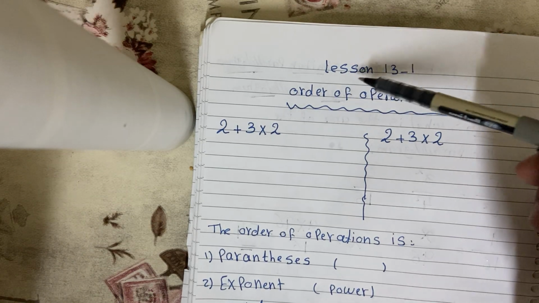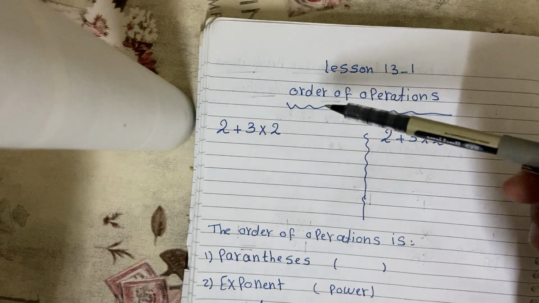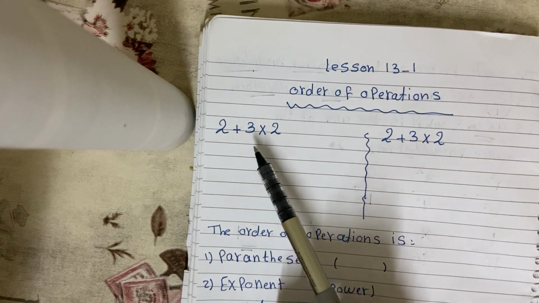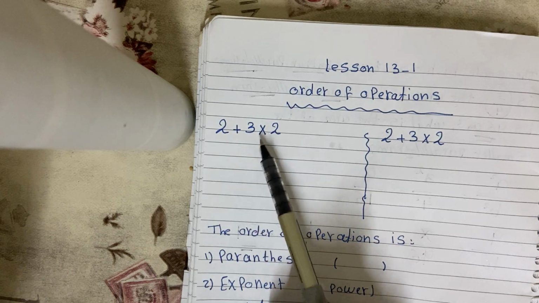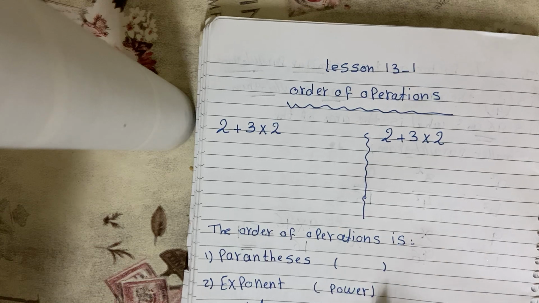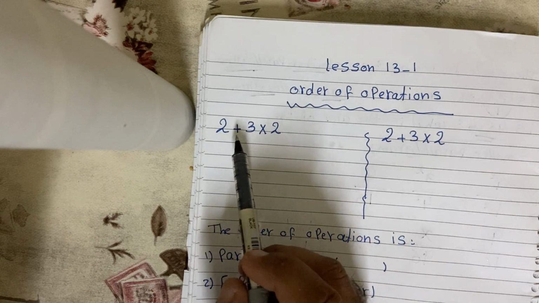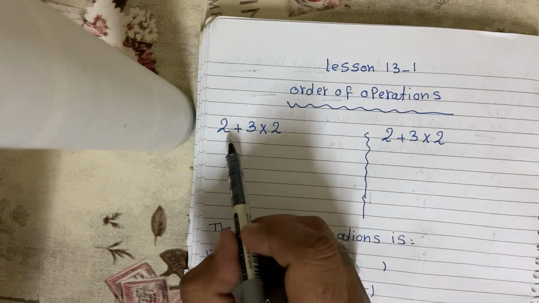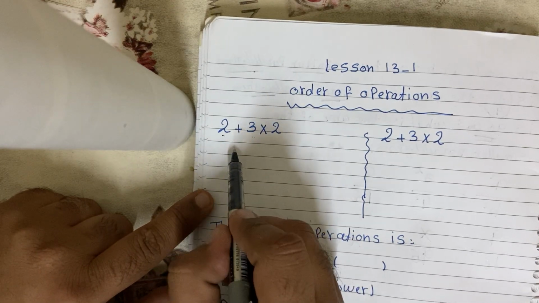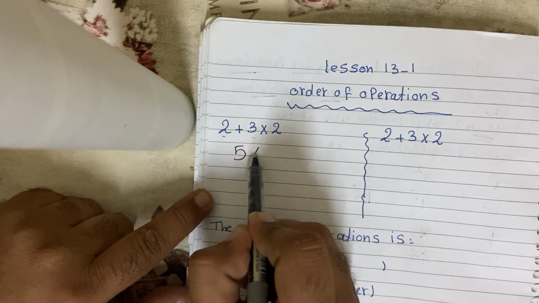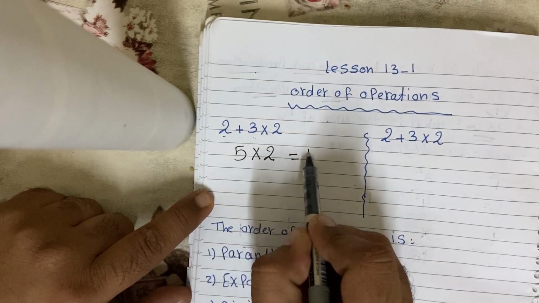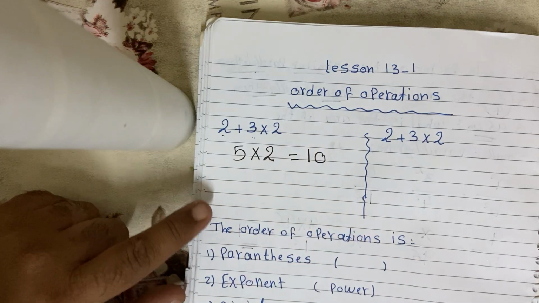Our lesson today is lesson 13.1, which is order of operations. First, if we have this example, 2 plus 3 times 2. Some students will make 2 plus 3 first. 2 plus 3, 5. After that, multiply by 2. 5 times 2 equals 10.